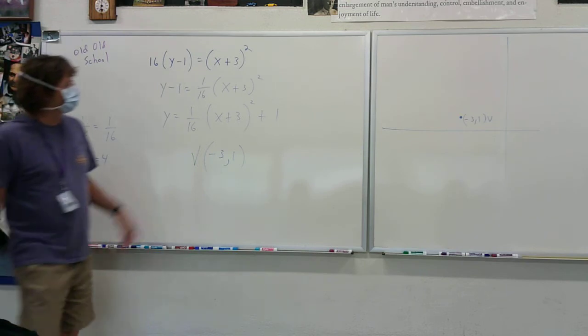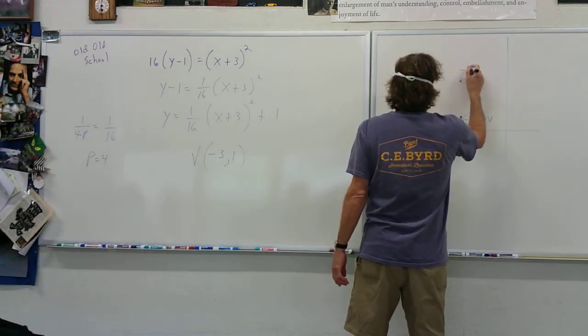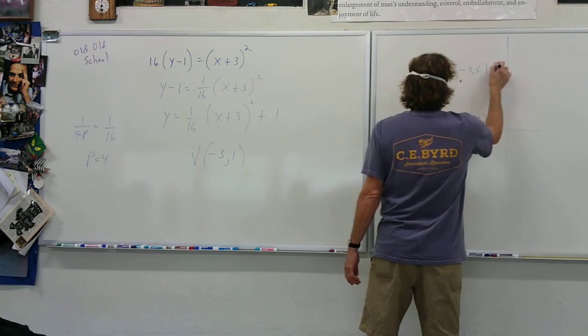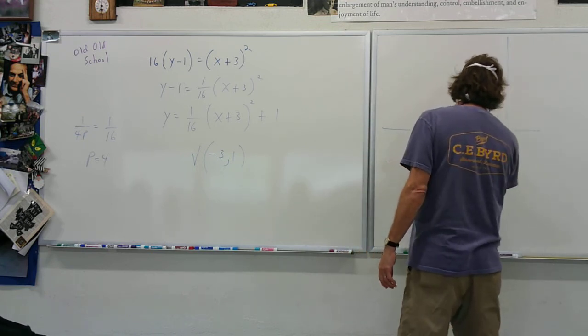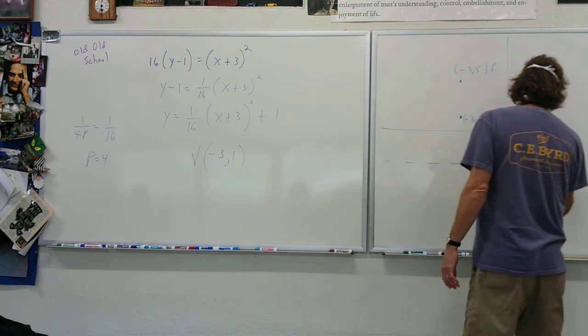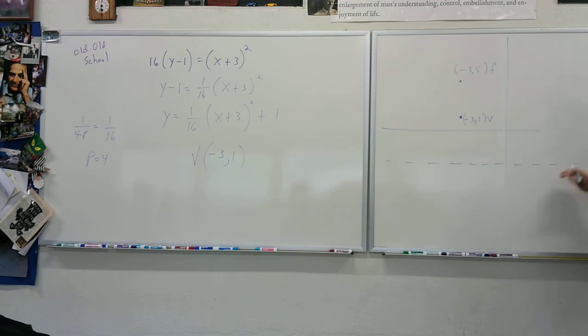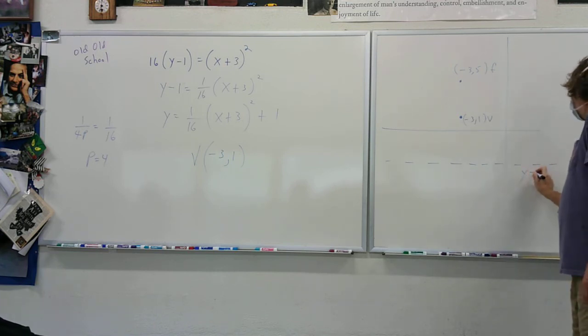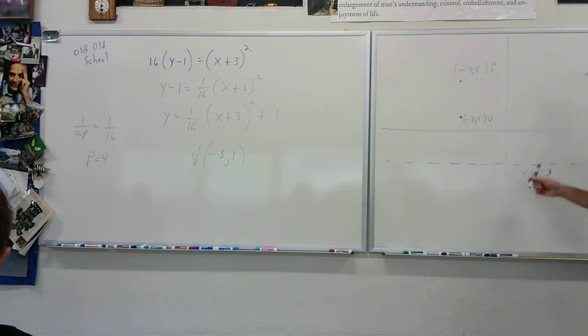P equals 4, so you count up 4. -3, 5. Focus. Count down 4. And here's where I make a mistake. I almost made it just then. We're not talking about a point. We're talking about a line. So give it the equation of a line. Y equals -3. That is your directrix. Okay? That gives you your directrix.